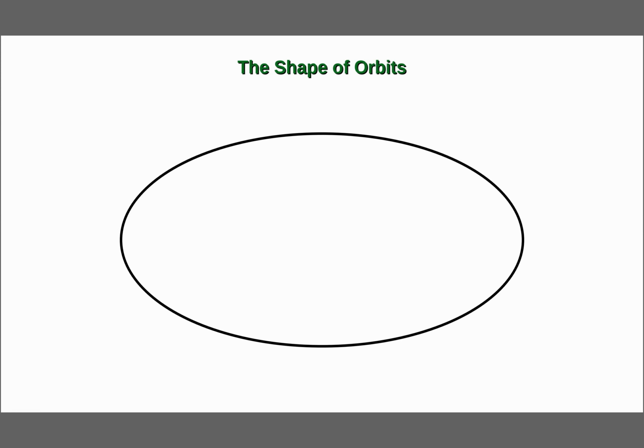So let's look at the shape of orbits. If orbits aren't always circular, what shape are they? And the answer is an ellipse. And an ellipse looks something like what I have here, where it's a curve around two focal points. These two points that I put here are focal points.